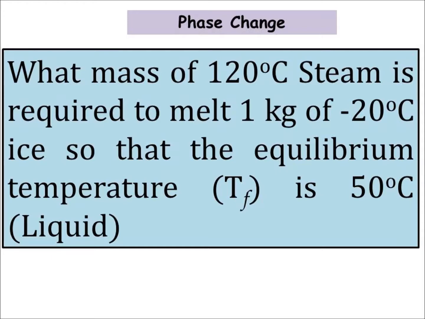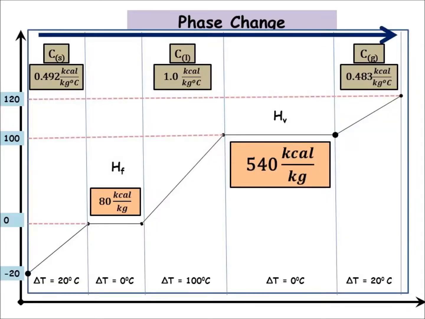Okay, now, let's begin. Let's first look at the graph, and we see that the heat of fusion is 80 kilocalories per kilogram. The heat of vaporization is 540 kilocalories per kilogram. Solid ice is going to go through three transitions: from the freezing temperature to 0 degrees Celsius, then from 0 degrees Celsius solid to 0 degrees Celsius liquid, and then up to the equilibrium temperature, which is 50 degrees. The steam will go the other way and finally end up at the equilibrium temperature of 50 degrees Celsius.